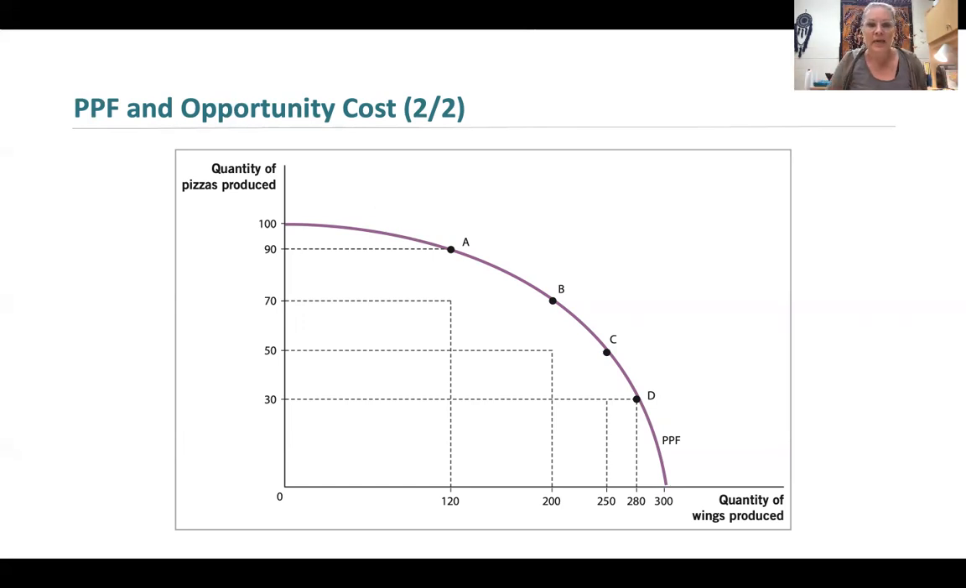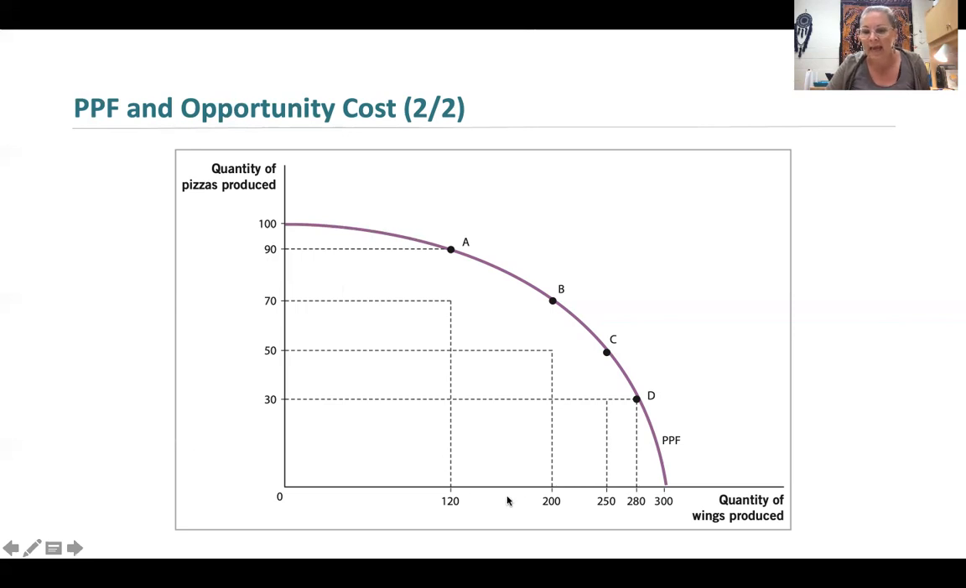So from A to B, we go from 90 pizzas down to 70. We give up 20 of them. From B to C, 70 down to 50. We give up 20 of them. From C to D, 50 down to 30, we give up 20 of them. So each of these is equivalent.